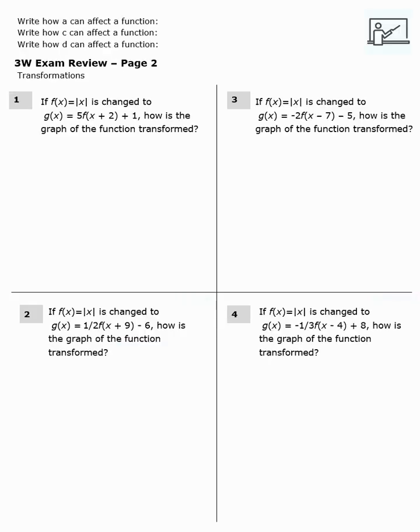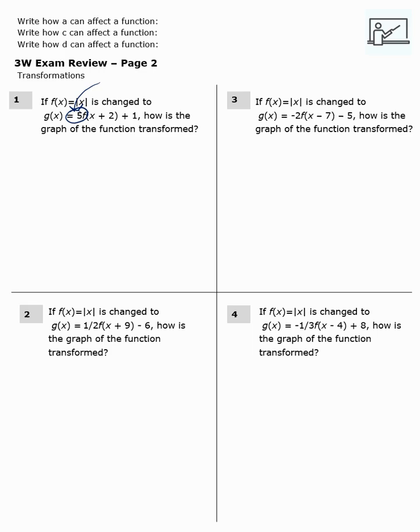Okay, so let's look at some example problems. Here you can see that if f of x equals our absolute value of x, that tells you your function is an absolute value, is changed to g of x. Here is that form we were looking for that tells us how the graph moves. How is the graph of the function transformed? So the first place you're going to look is out in front of that f at this 5.